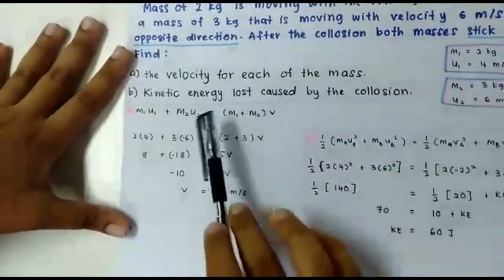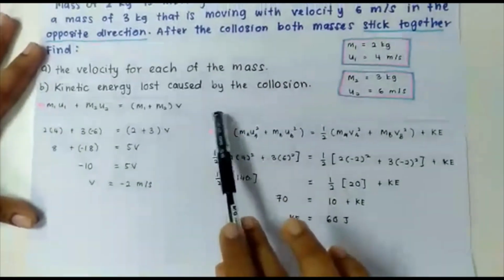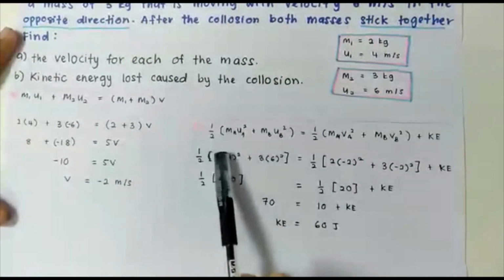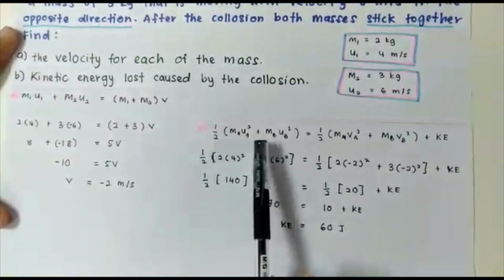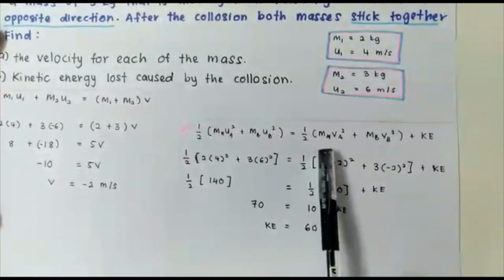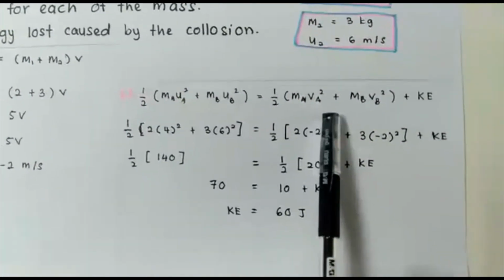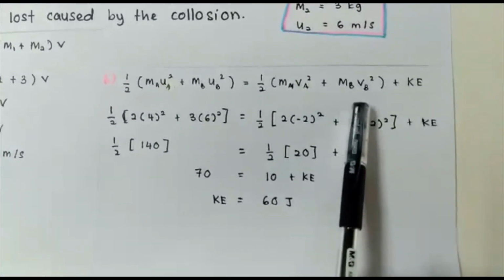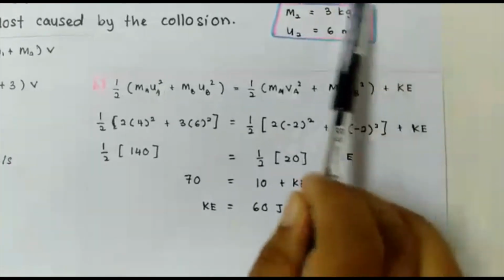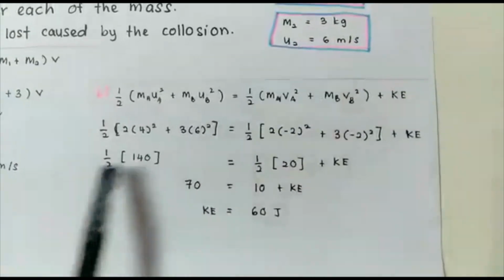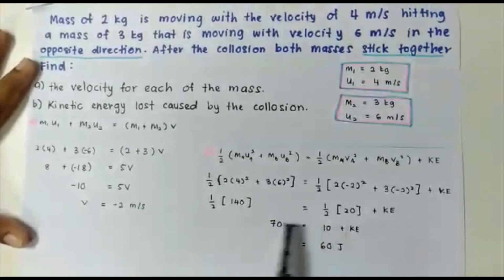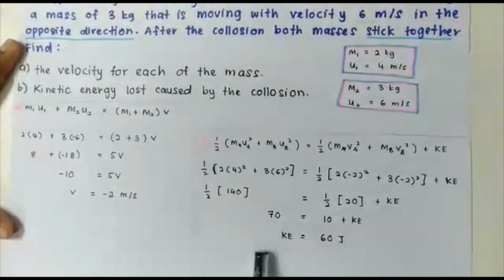For question B, kinetic energy loss caused by the collision. So we have to use the formula of 1/2 times (mA uA square plus mB uB square) equals 1/2 times (mA vA square plus mB vB square) plus KE. So we place all the information given from the question and the velocity into the formula. So we will get the kinetic energy loss is 60 joule.